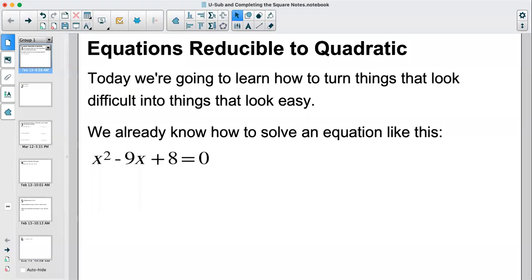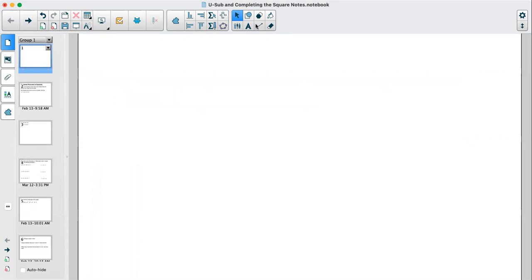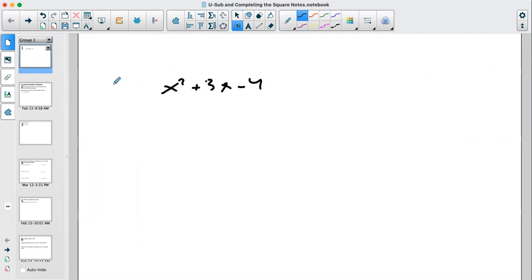Hello, everybody. Welcome to Quadratics Day 1. This whole unit is going to be about quadratic equations or things that look a lot like them. Quadratic equations, just to remind everybody what those look like, look like this, like x squared plus 3x minus 4 or something like that.